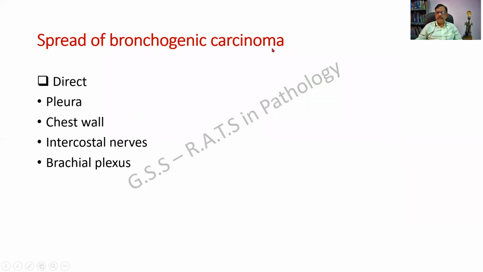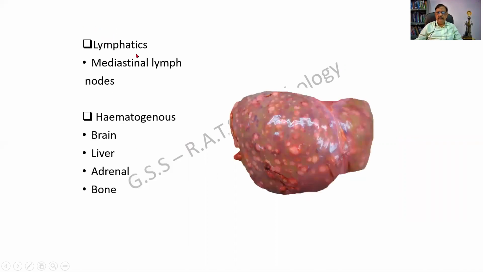Then what about the spread of the bronchogenic carcinoma? This also we had seen earlier. It can be a direct spread, the regions that are involved. It can be a lymphatic spread to the mediastinal lymph nodes or distant nodes, or it can be hematogenous. And please remember BLAB, B-L-A-B: brain, liver, adrenal, bone. And this is a picture of the liver we had seen earlier with metastasis.